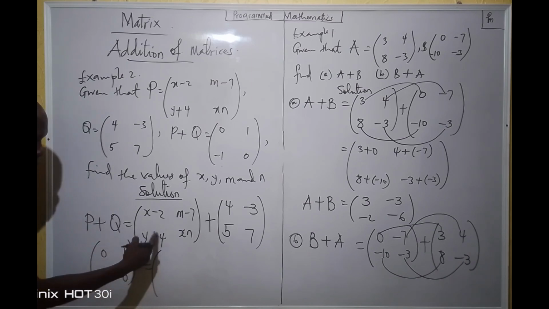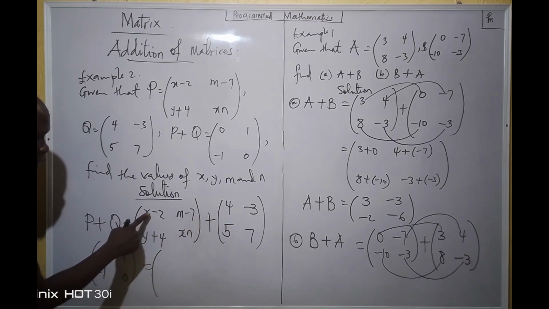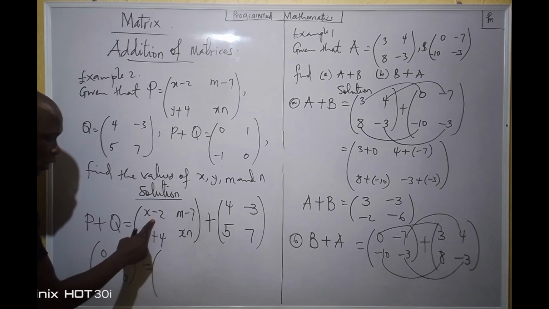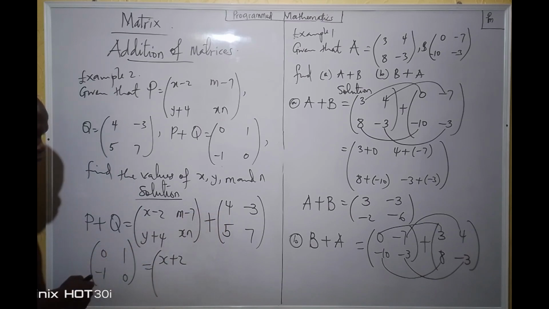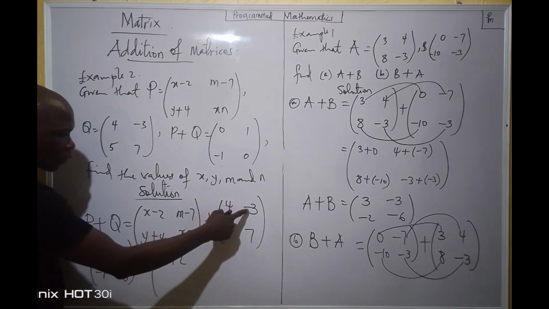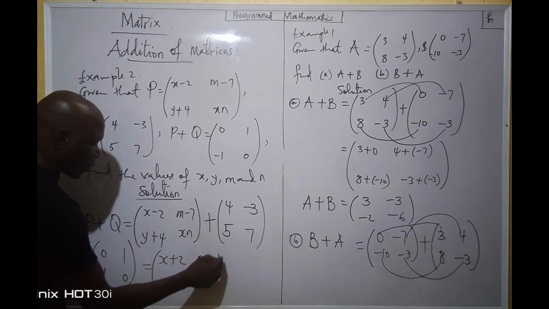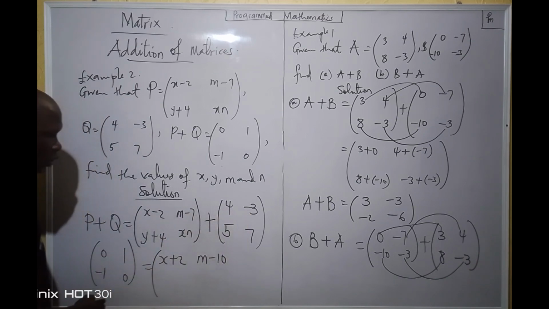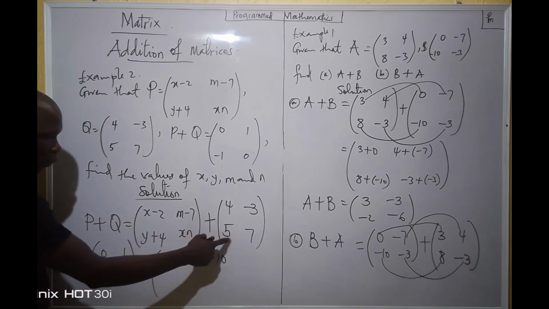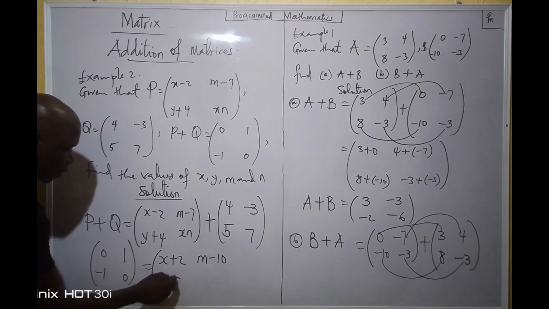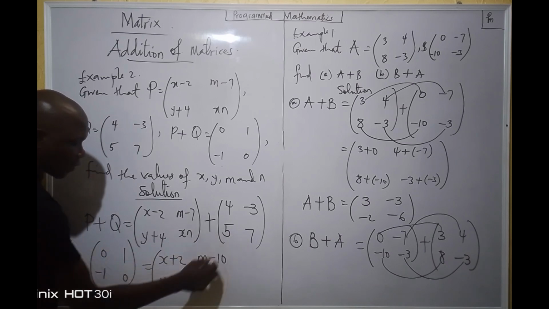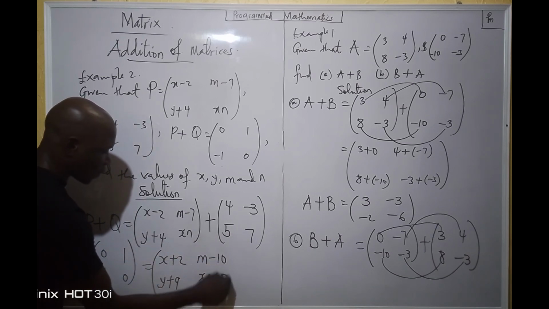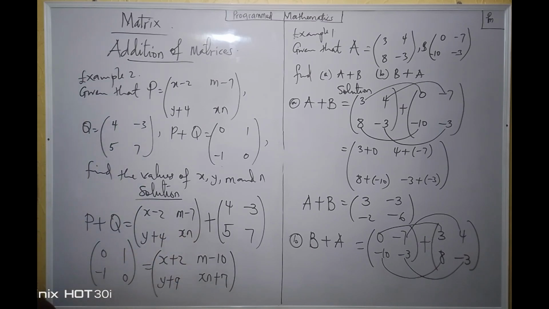And when you add this together, this will mean x minus 2 plus 4. X minus 2 plus 4 is simply x plus 2. Minus 2 plus 4 is plus 2. m minus 7 plus minus 3 will mean m minus 10. Minus 7 plus minus 3 is minus 10. y plus 4 plus 5 will mean y plus 9. Plus 4 plus 5 is plus 9. Then this one is xn plus 7. We write this as xn plus 7 because xn is a term, it's just an expression.